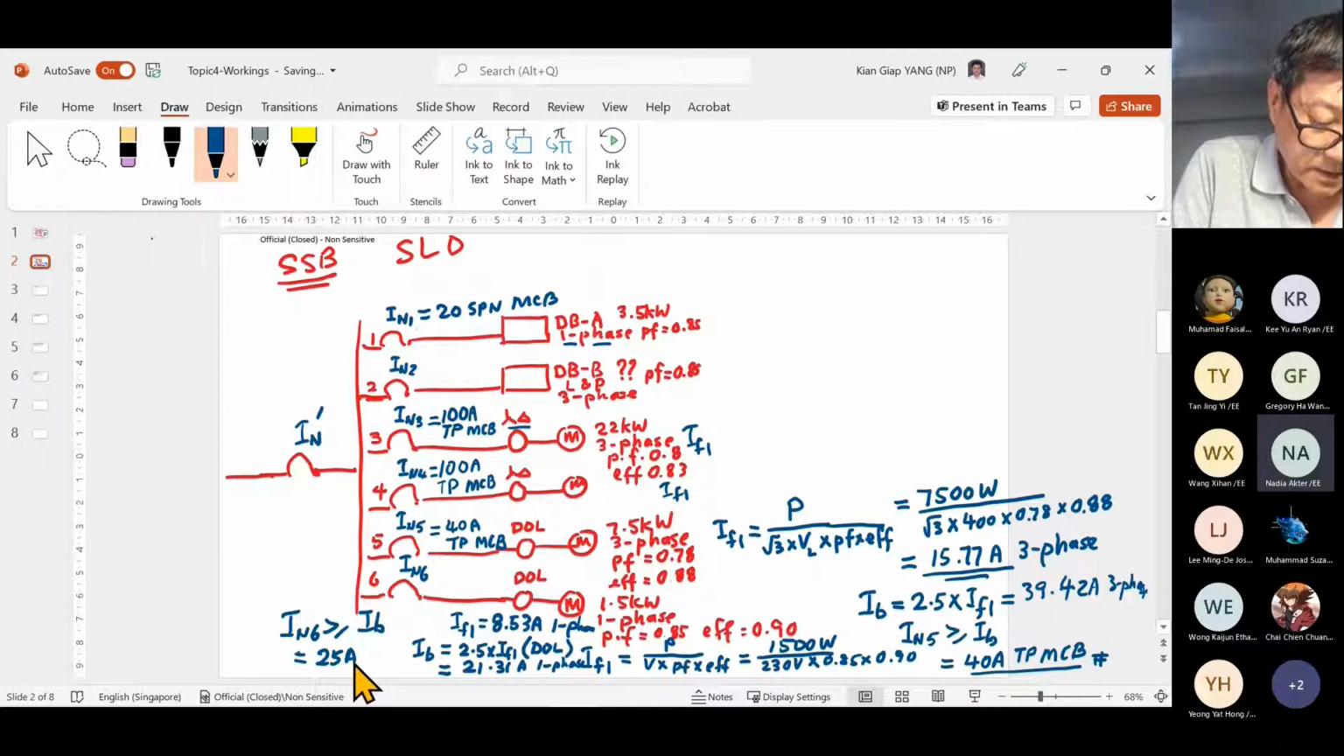TP-MCB or is it SPN? I'm confused with that. Now it's single phase. Single phase, okay. So SPN, is it? Yes, SPN MCB. Okay, very good.